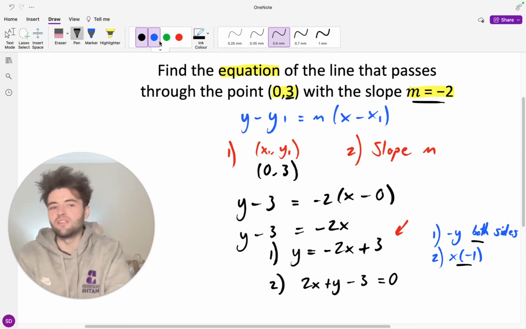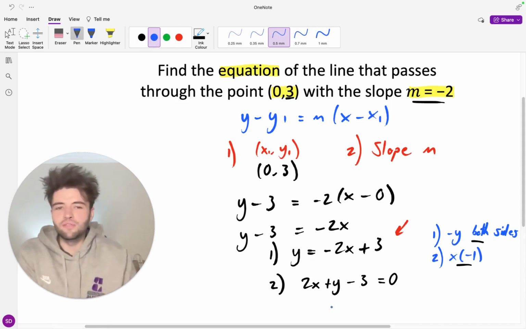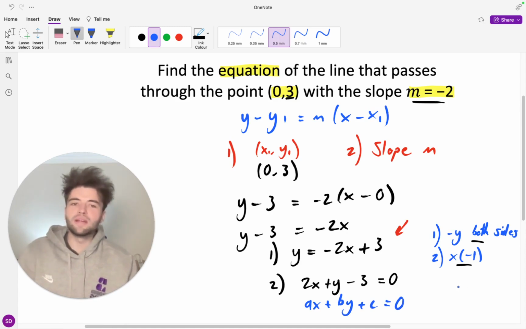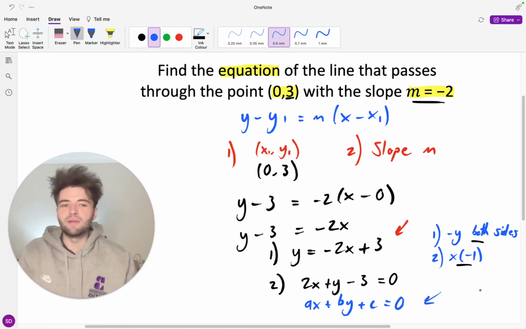Once again, either one is fine here in this question. And just to note that this is the form ax plus by plus c is equal to 0. So that's going to be kind of what this form is known as, in case you see this on your exam.